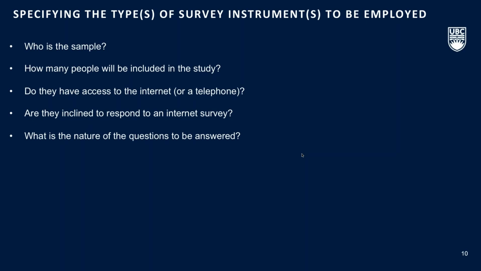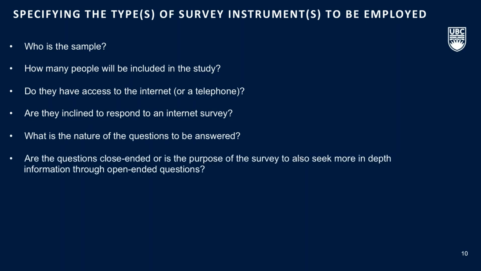What is the nature of the questions to be answered? This takes a bit of thought. So are you going to ask mainly closed-ended questions, which mean yes/no questions, or on a scale of 1 to 5 questions? Or would you like some open-ended questions, or all open-ended questions, which isn't recommended on a survey, to get more in-depth answers to your questions?